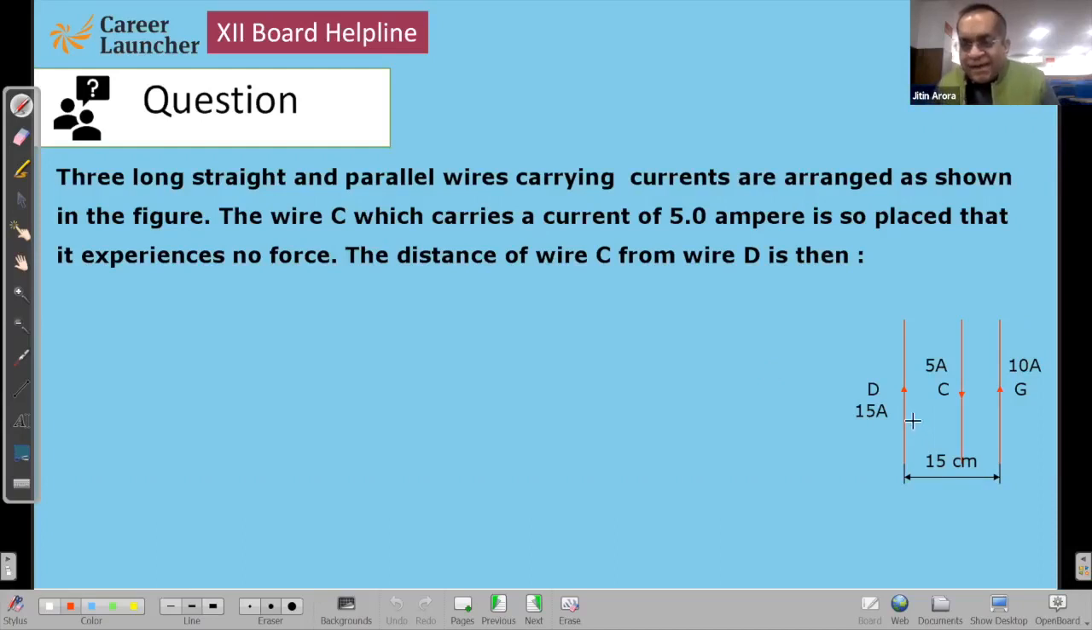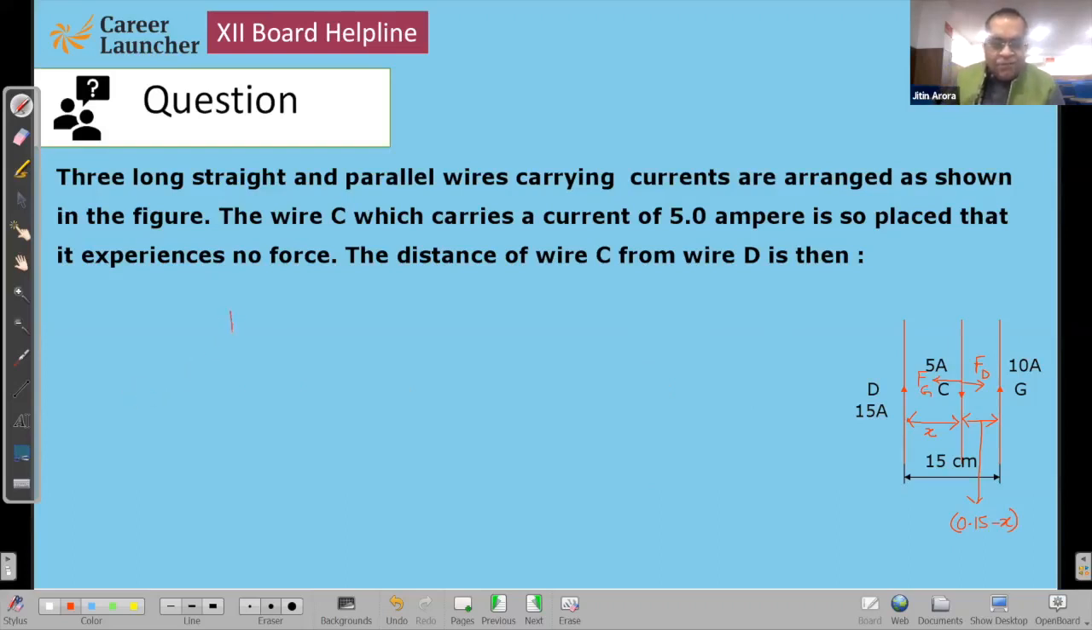So let's say I take this distance as X. So this distance will be 0.15, 15 centimeters, that is 0.15 minus X. Now we know that the central wire C would experience a repulsive force due to D and a repulsive force due to G. So net force would be 0 if both these forces cancel out.